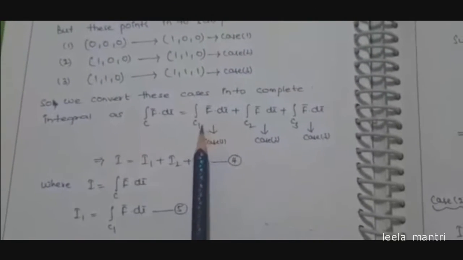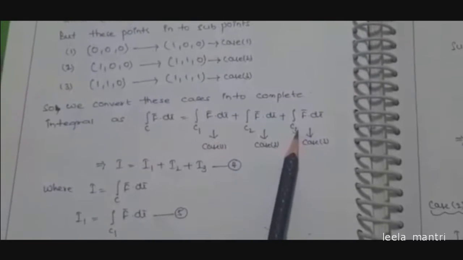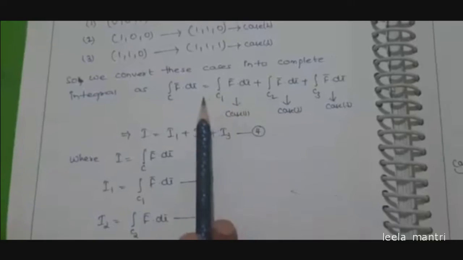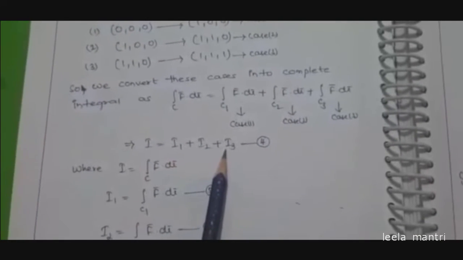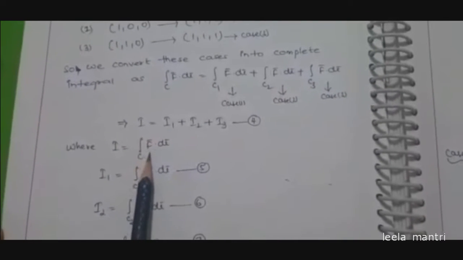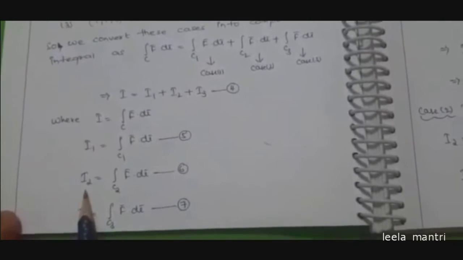The line integral is divided into 3 cases: on the curve C1, on the curve C2 and on the curve C3. For our convenience, we take the integral I as I1 plus I2 plus I3, where I is the line integral of f bar dot dr bar. I1 is the integral on the curve C1 of f bar dot dr bar. I2 is the line integral on the curve C2 of f bar dot dr bar. I3 is the line integral on C3 of f bar dot dr bar.